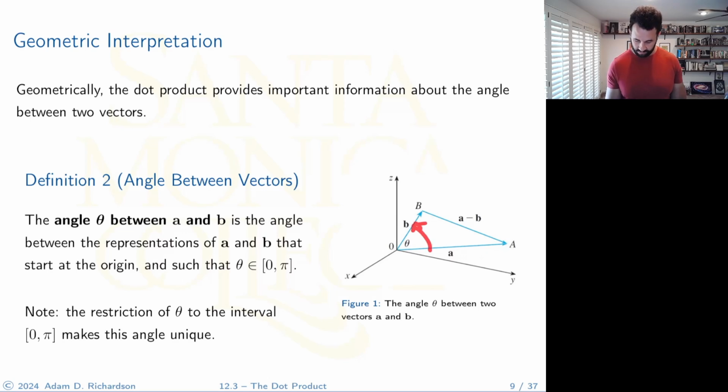Oops, like so. What is the angle between them when you put the tails at the origin? So literally, what's the angle between my two fingers right now? We require that the angle be between 0 and pi for a couple of reasons, but mainly because it makes this angle unique. We don't want to have two possibilities for this result. So we specify that the angle has to be between 0 and pi. All right, now we have what the angle between two vectors is.